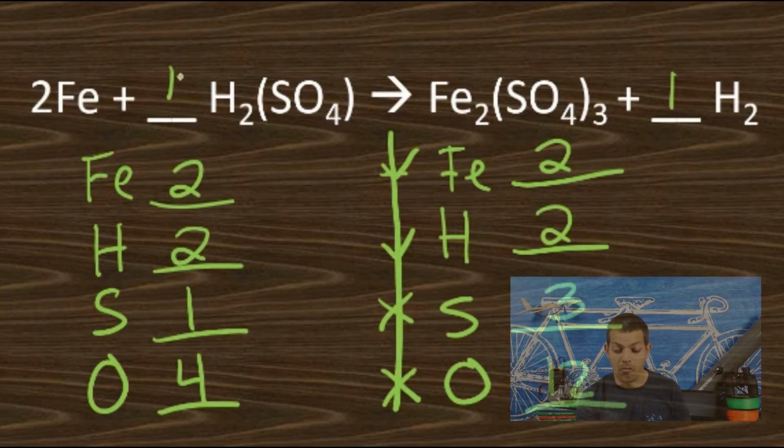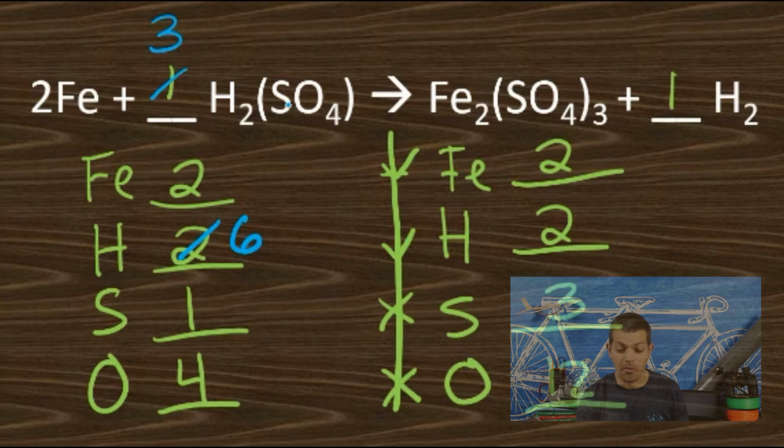If I put a 3 in there, and again I'll change the color here so we can see that difference, if I change this to a 3, that 3 is going to impact 3 different elements. Now if I go through it, it's going to impact the hydrogens, making 6. Oh no, what was balanced is no longer balanced. It's okay.